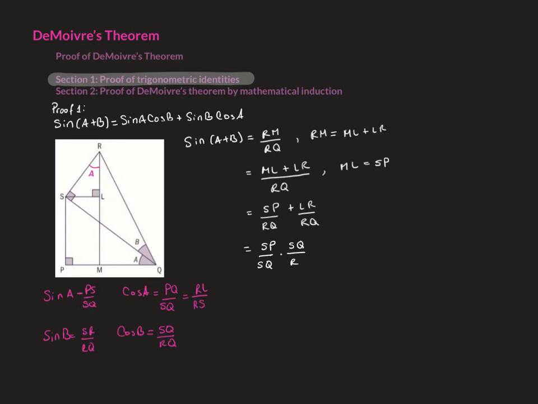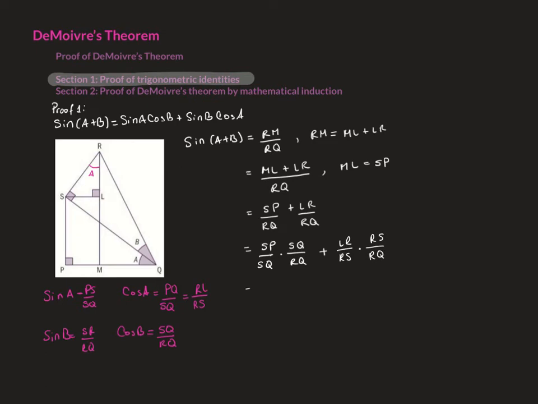Now in the second term, we have LR, and LR we notice is related to the cosine of A, and RQ is related to the sine of B, and the common thing between them is going to be RS. So I'm going to multiply and divide the second fraction by RS. So I get LR divided by RS times, now I cancel that RS, and divided by RQ.